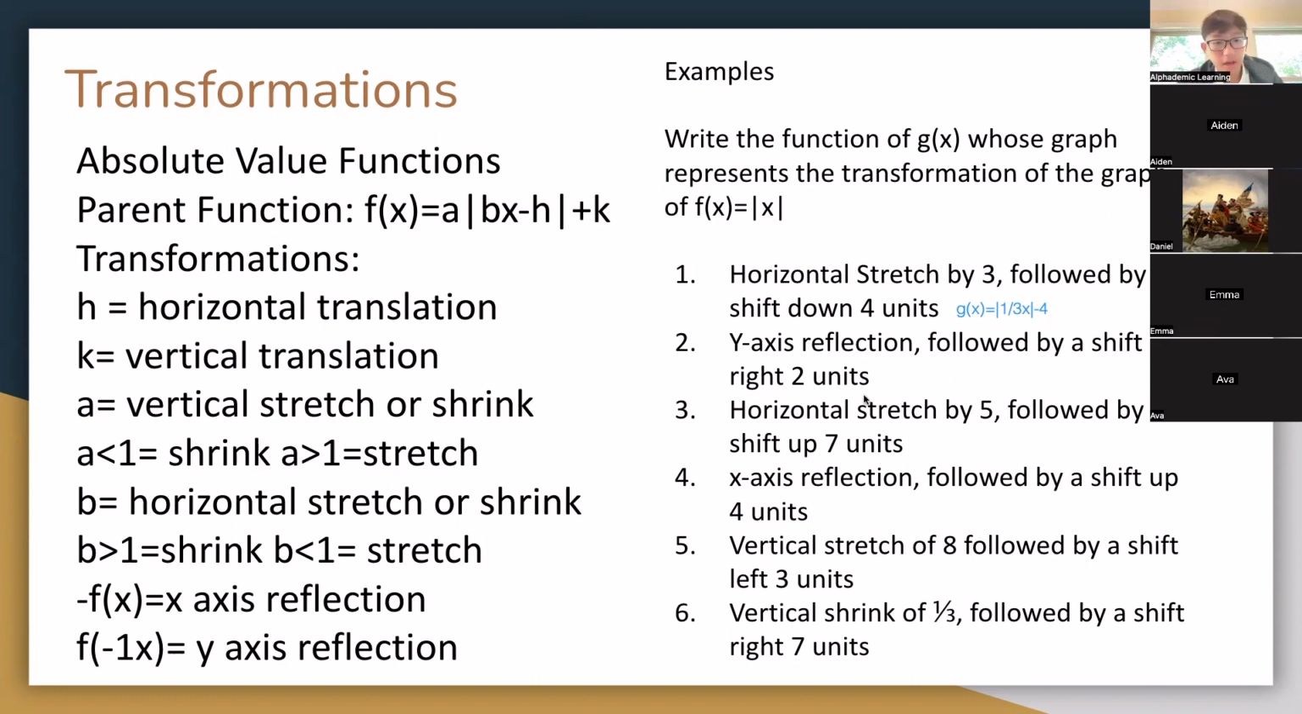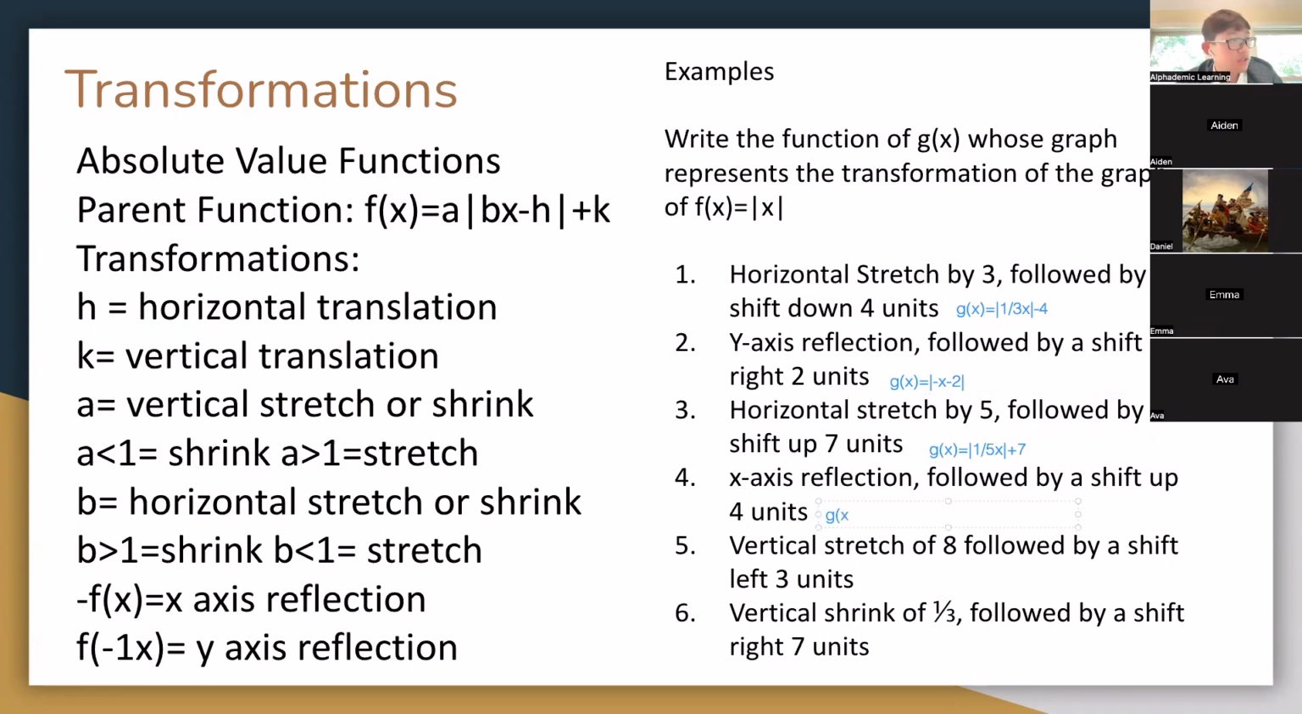All right. If you haven't already, just put all of your answers into the chat box, and then I'll just quickly run through all of the answers. So for number 2, it would be g of x is equal to the absolute value of negative x minus 2. That would be the answer. And then for number 3, g of x is equal to the absolute value of 1 over 5 x, plus 7.